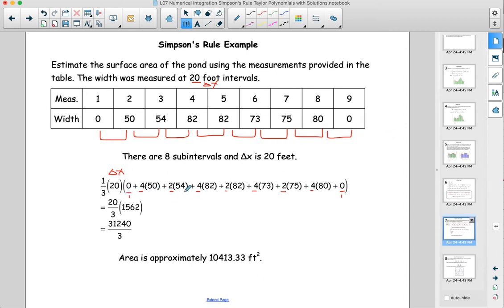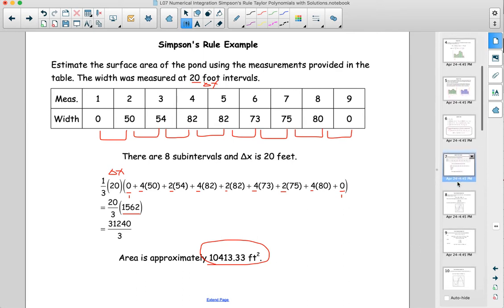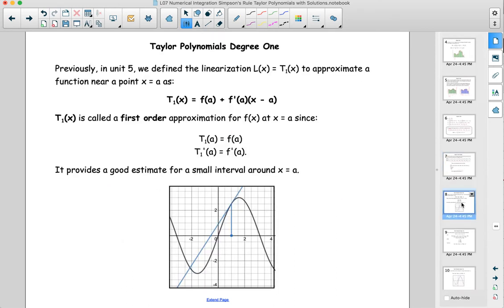And then when you punch all of this into your calculator, you'll get 1,562. Multiplied by 20, you get that. Divide by your 3. That's the approximate area under the curve using Simpson's rule. So that's one option. The other option is to look at Taylor or Maclaurin series. So that's what we're going to do next.